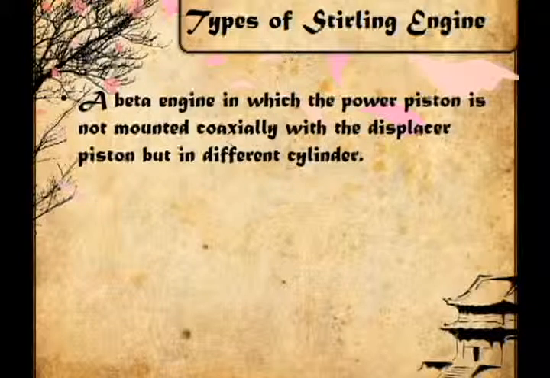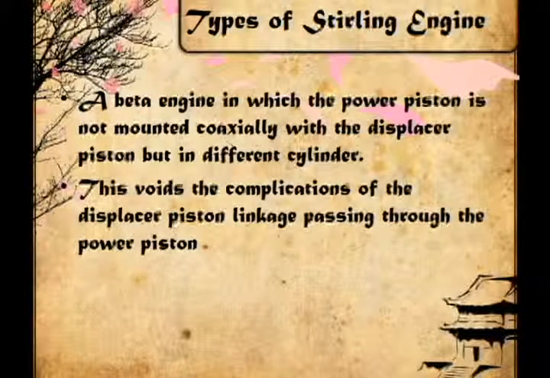A beta engine in which the power piston is not mounted coaxially with the displacer piston but in a different cylinder. This avoids the complications of the displacer piston linkage passing through the power piston.